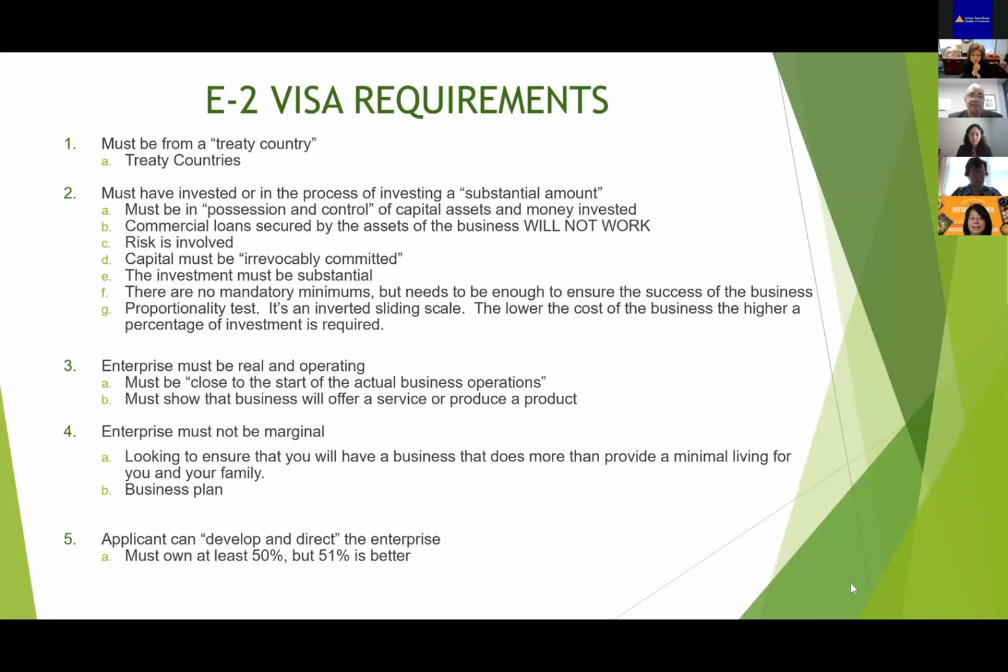The applicant has to be able to develop or direct the enterprise. Must own at least 50%. 51 is better. Develop and direct: you have to control the business. You can't invest 10, 15, 25%, and then somebody else runs it and you get the E2. That's not what they're looking for with the E2.